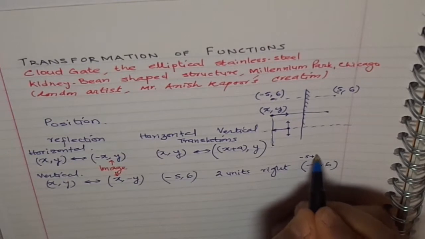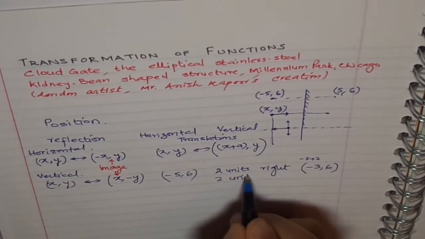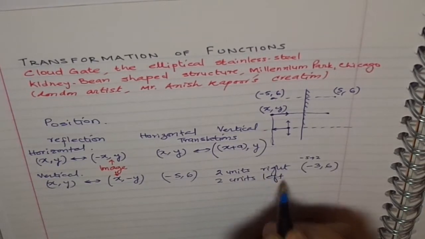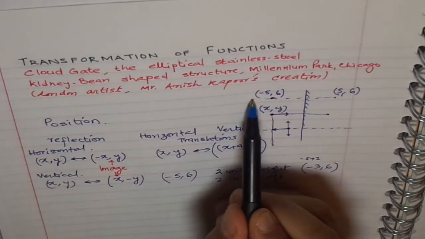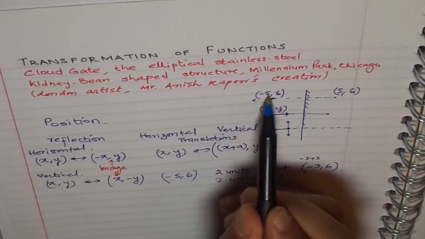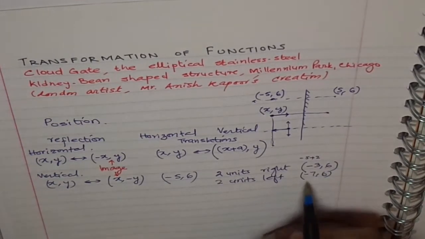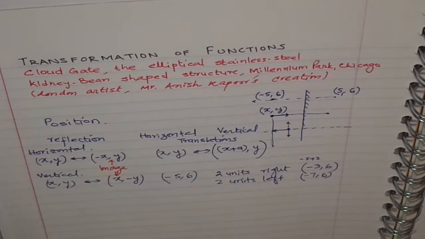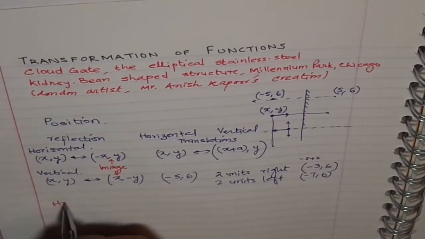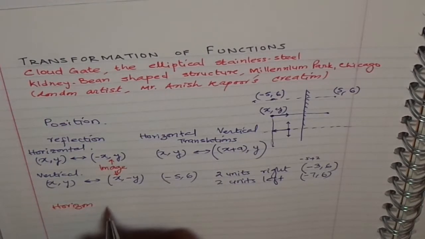So we basically added 2 to minus 5. If we do 2 units left, then how will this point change? The image of this will come here. 2 units left, more negative. So it will be minus 7 and 6. Do you appreciate? Whenever we do horizontal translation, what happens? The x value changes, not the y.